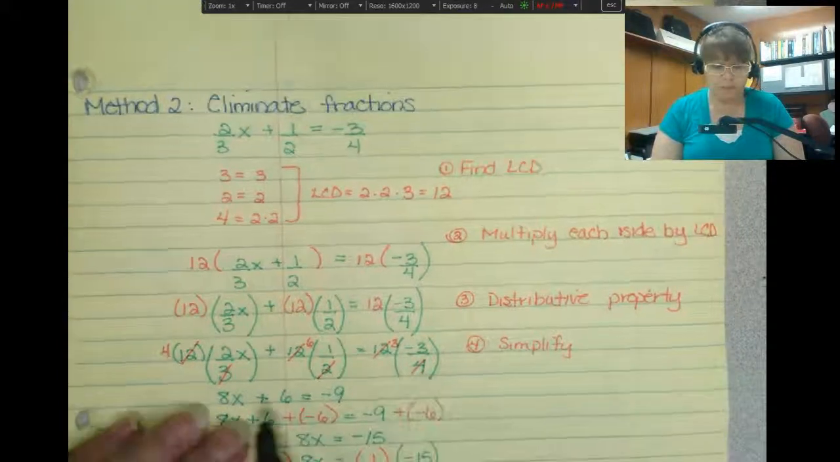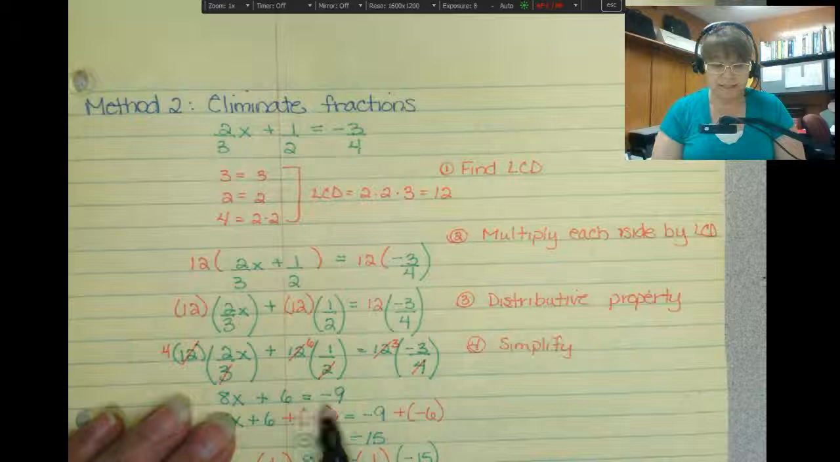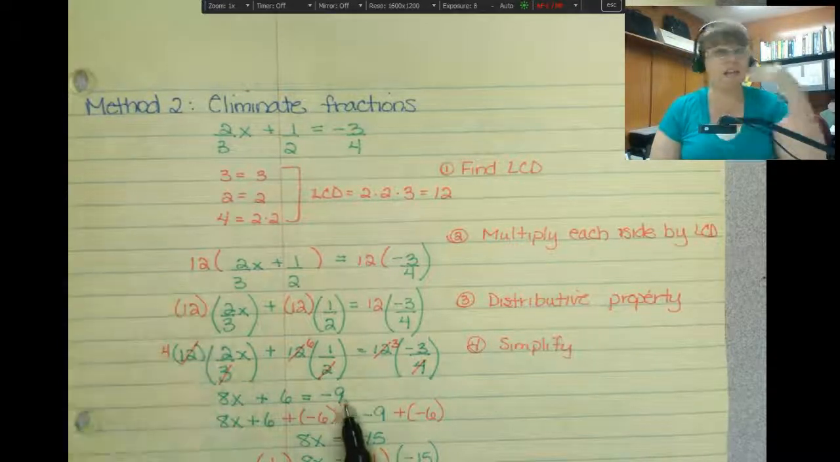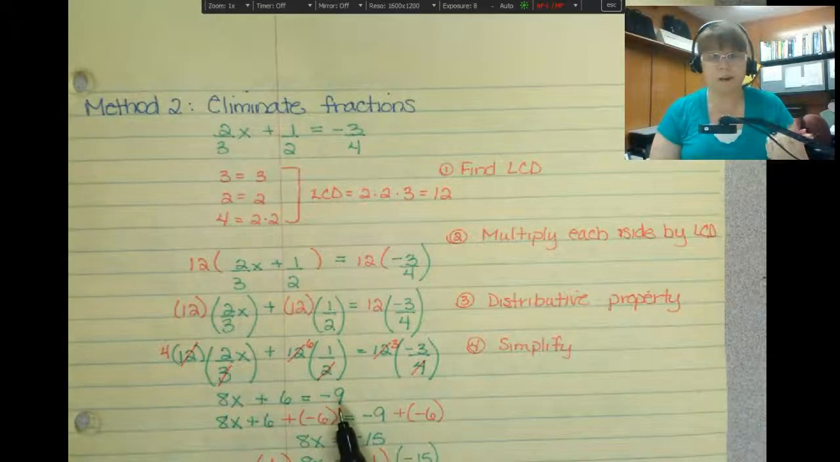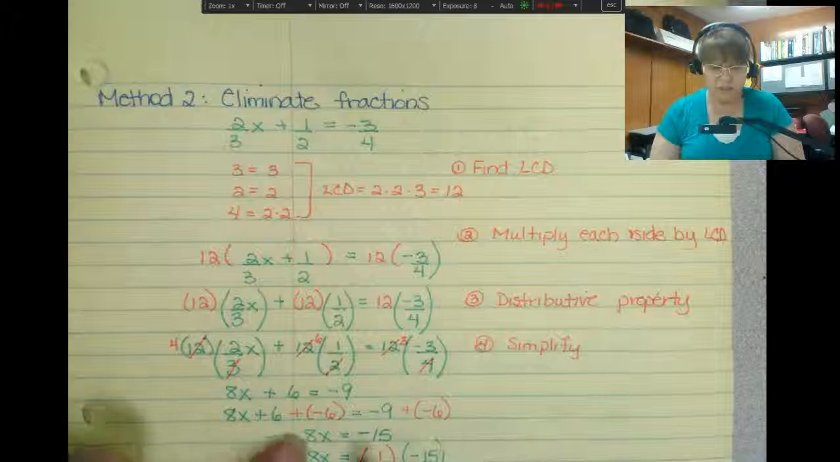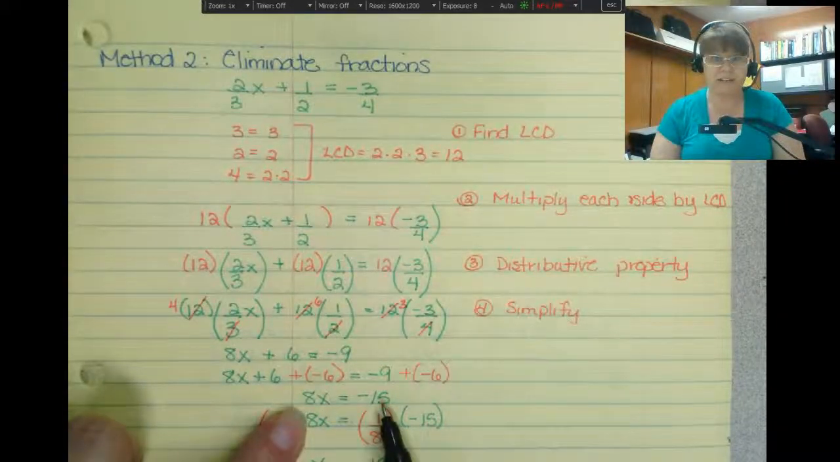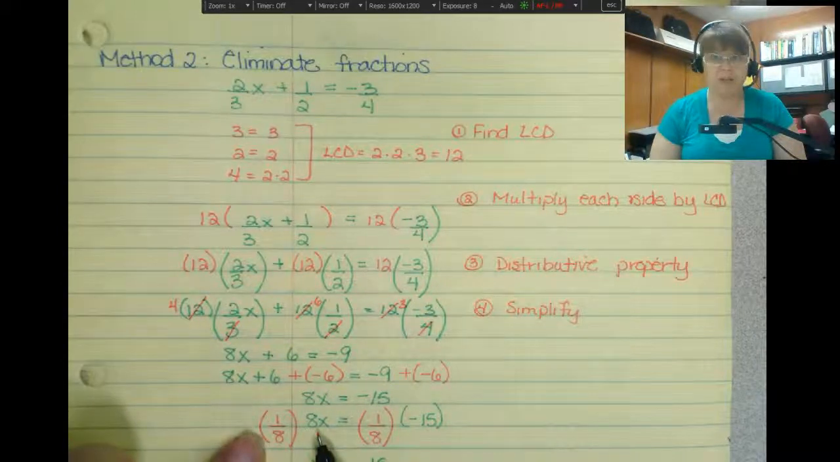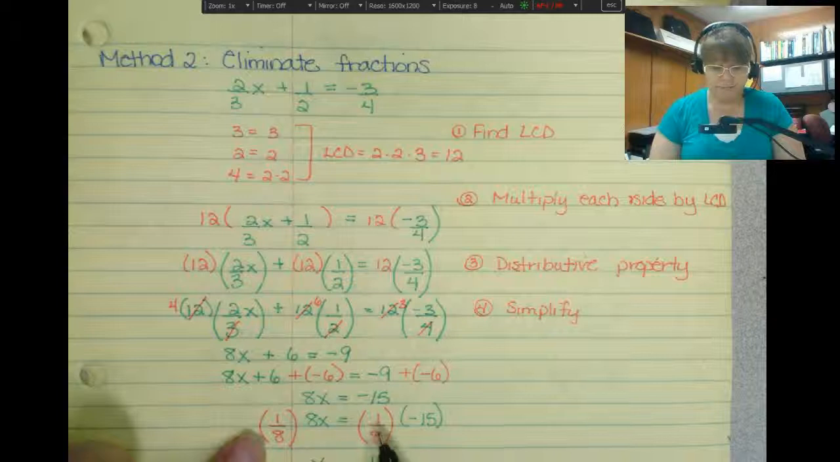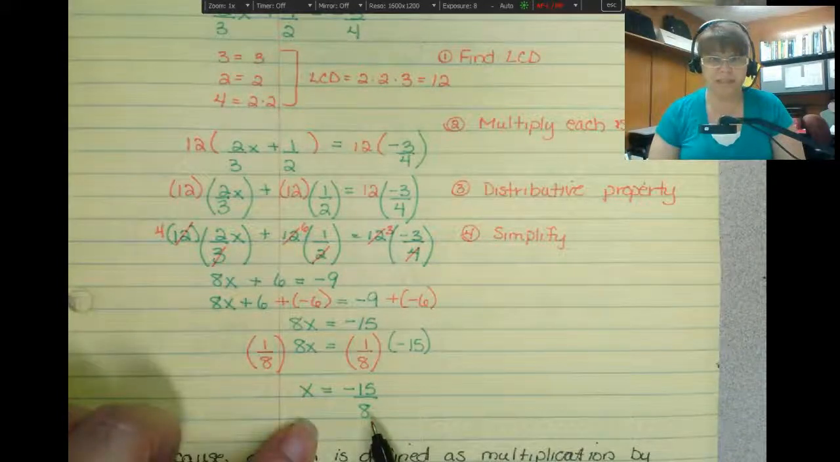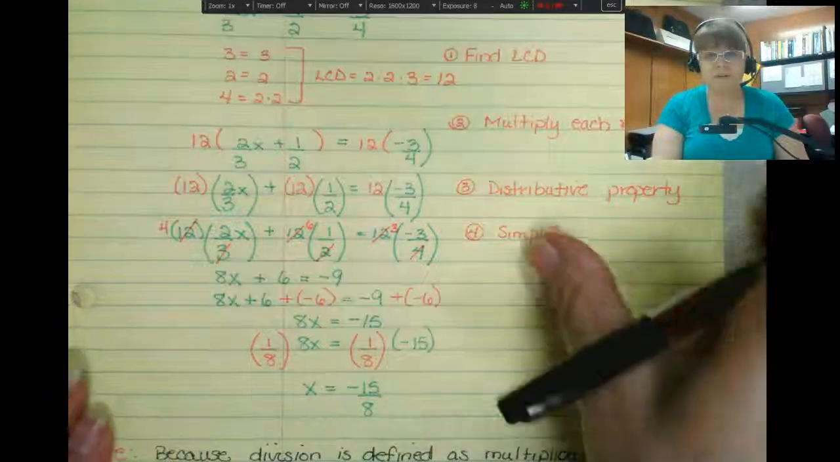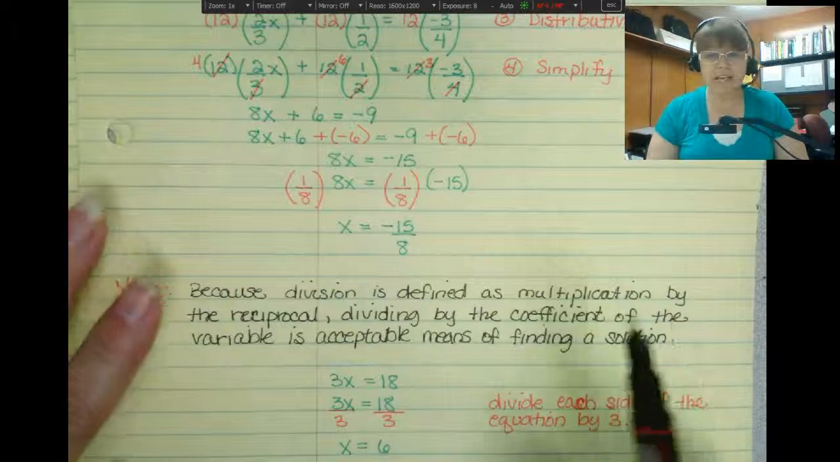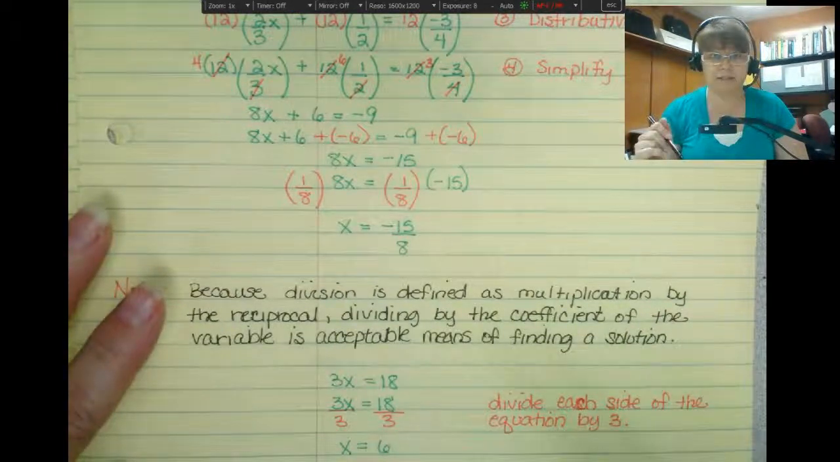Simplifying, now my problem comes down to 8x plus 6 equals negative 9. Then I continue the process. Subtract 6 from each side of the equation, leaving me with 8x equals negative 15. Now I use my multiplication property of equality, multiply both sides by 1/8, and I get the same result. X equals negative 15/8. But if you notice, I'm really kind of dividing by the constant.